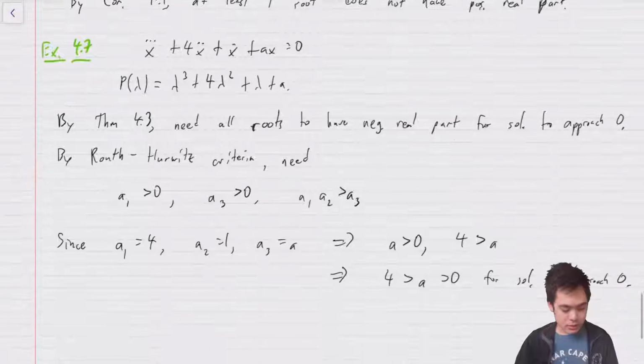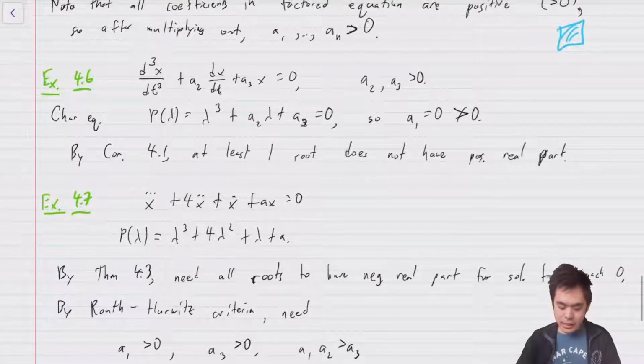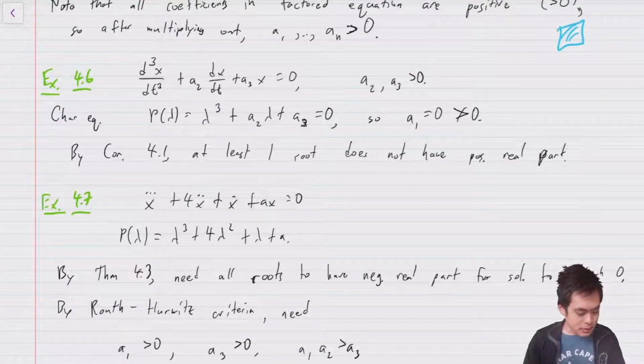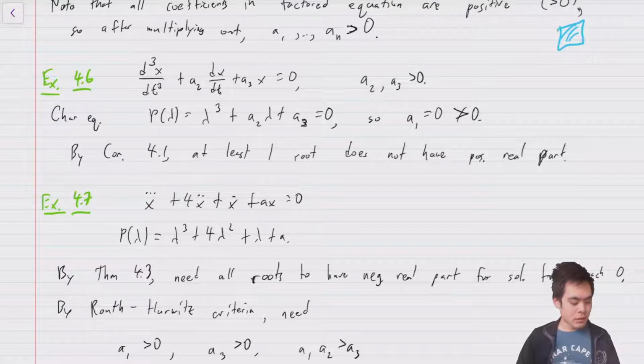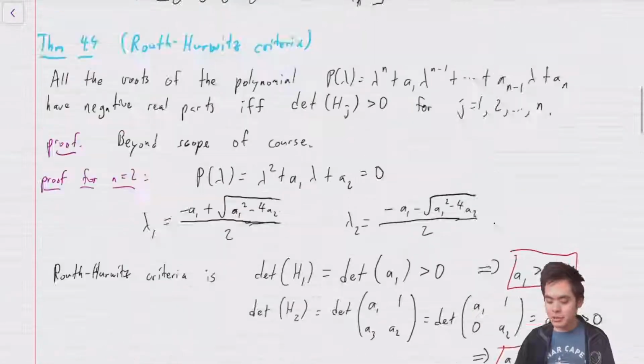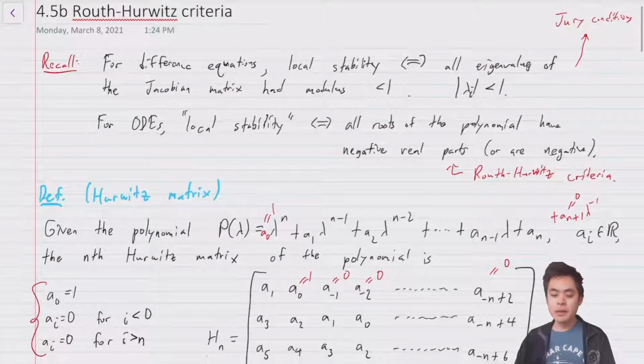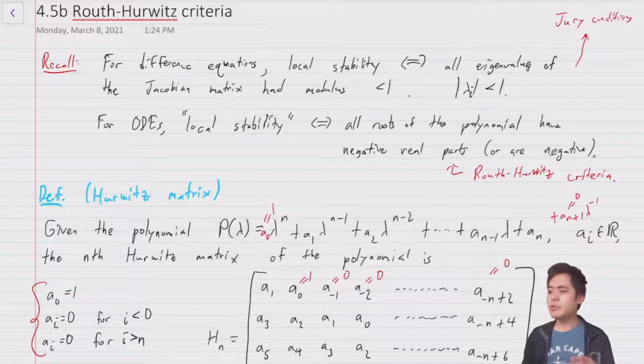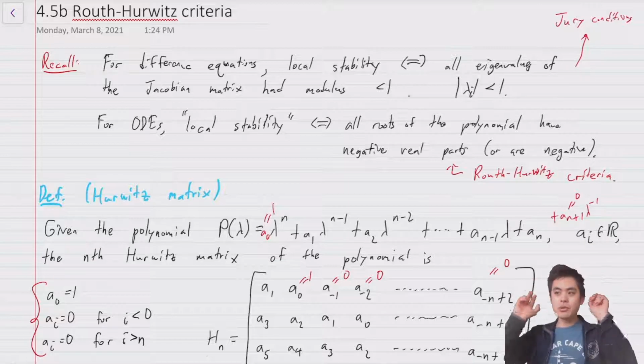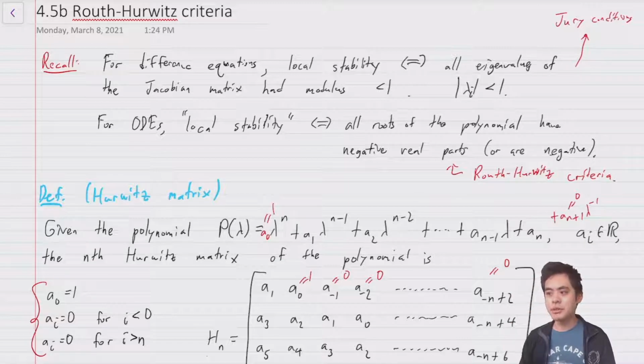Okay, I think that's about all for the Routh-Hurwitz criteria. We'll be coming back to this a little later when we talk about the Gershgorin circle theorem, because we're going to give other criteria for saying that the eigenvalues all have negative real parts. That's important here, because that allows us to prove that something is stable, because all the solutions approach 0.